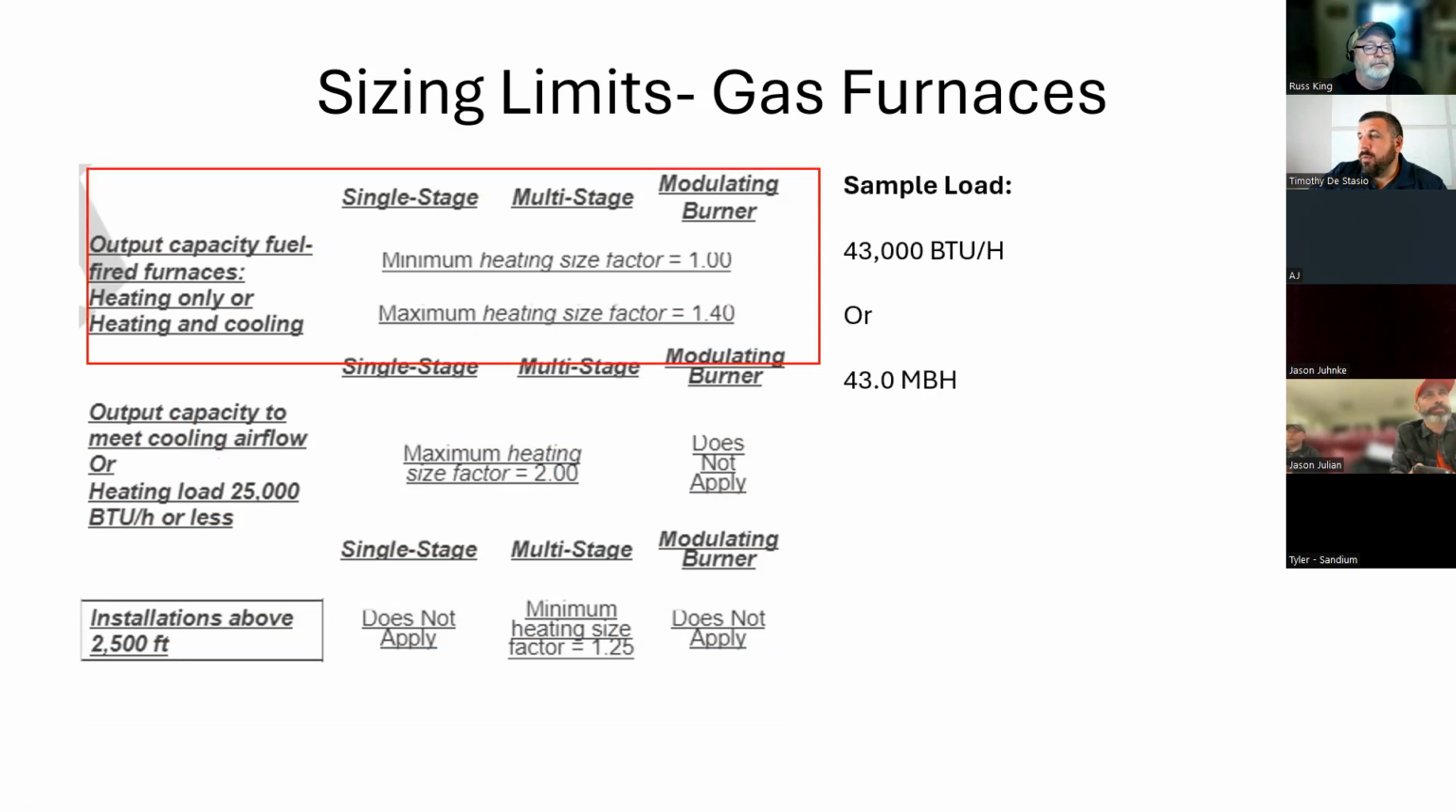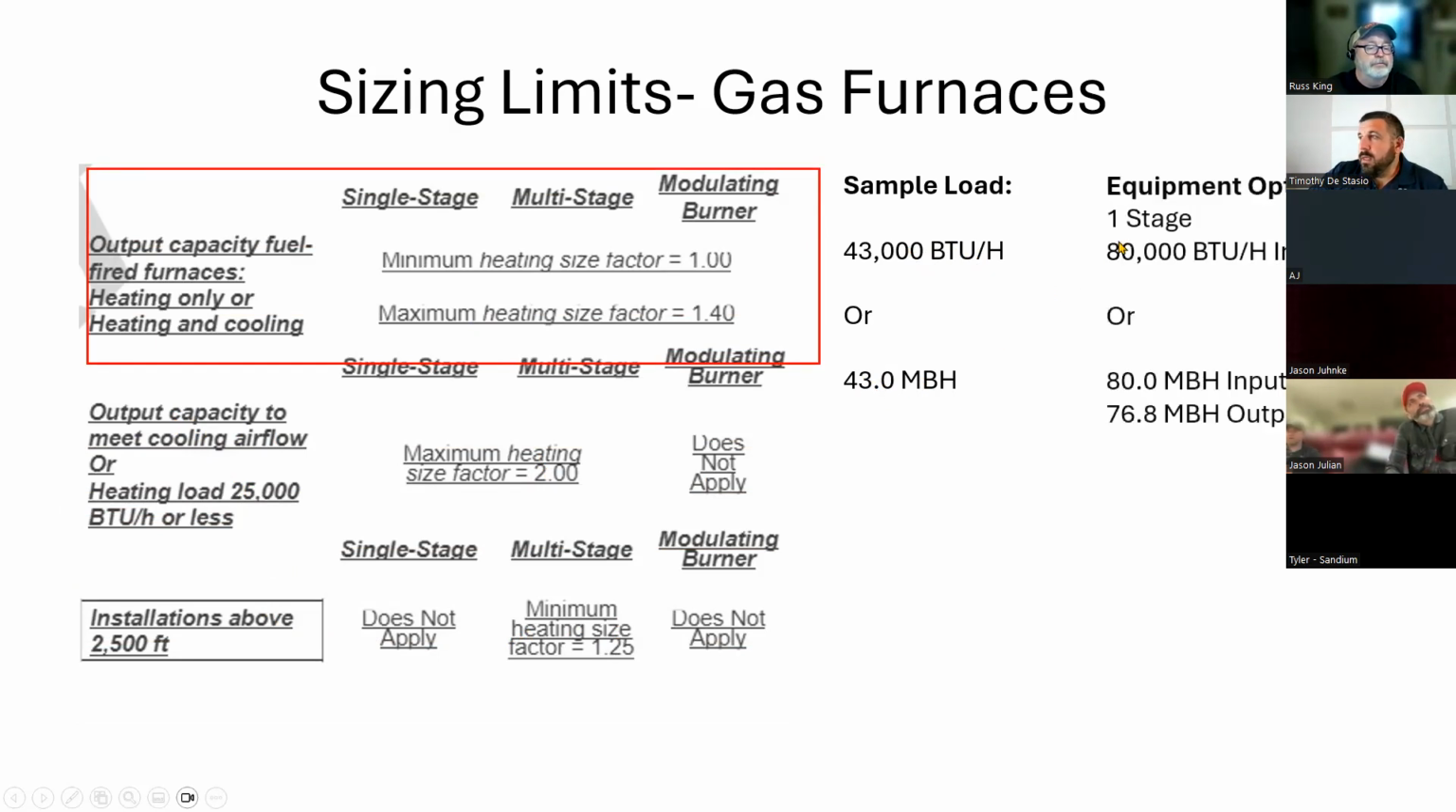Okay, so let's take an example. Here's our load. Sample load is 43,000 BTUs. You may also see it written like this in MBH, same thing. And here's what furnace we think we'd like to put in. We've got a single stage, 80,000 BTU input. It's 96%.